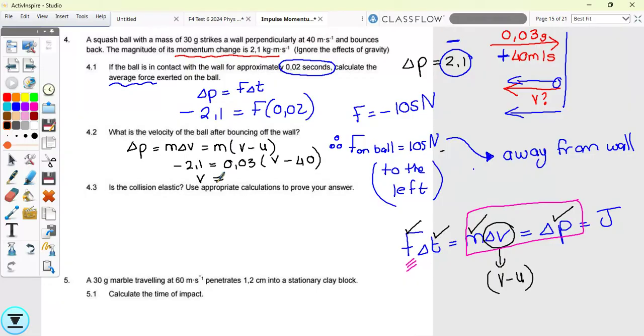Seems wrong. Oh no, it's fine. I didn't use a minus. Minus 2,1 divided by 0,03, plus 40. Yeah, it does work out. Okay, my answer was not making sense in my head. So I get an answer of minus 30. Is that what you get? Okay, and what will the unit be?